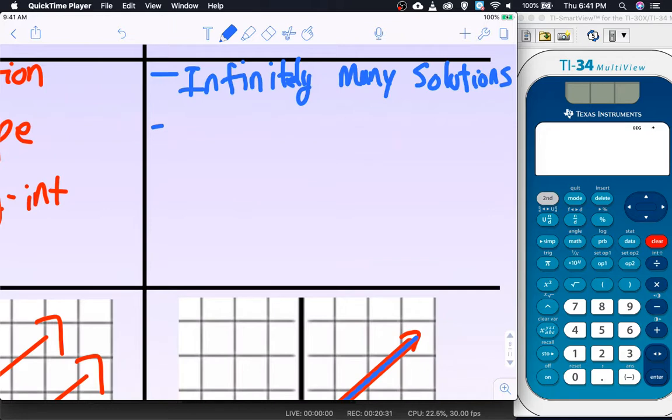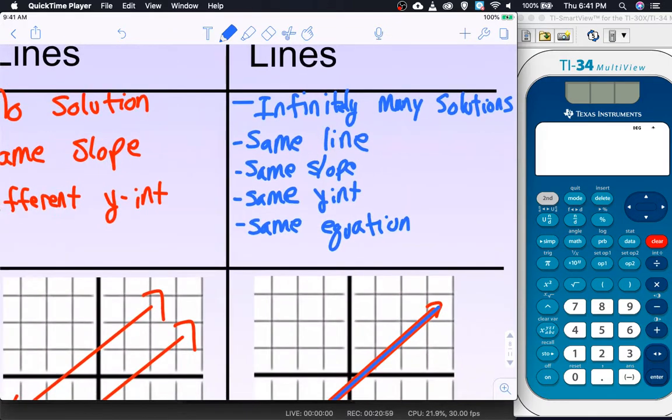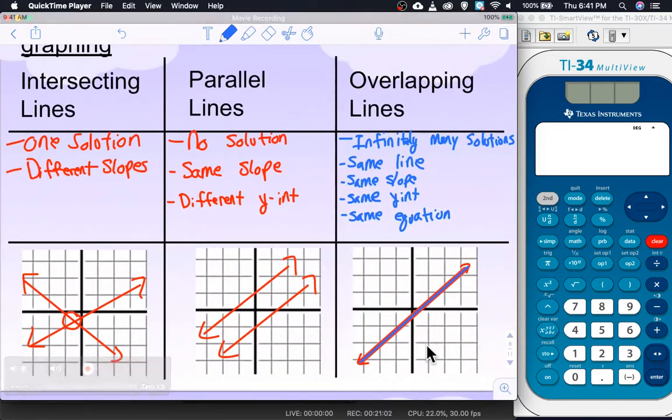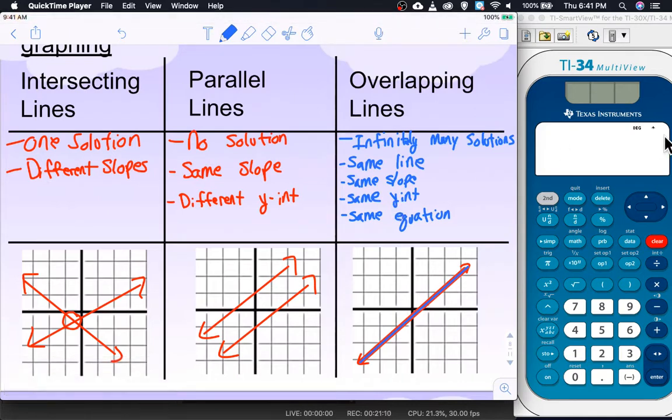What else do we know about that? Well, for them to be the same line, that means it's the same slope, the same y-intercept, it's the same equation. I mean, it's the same everything. That's why they're overlapping, because it's the exact same line, just kind of over top of itself. Same slope, same y-intercept, same equation, same everything. It's the same line, okay?